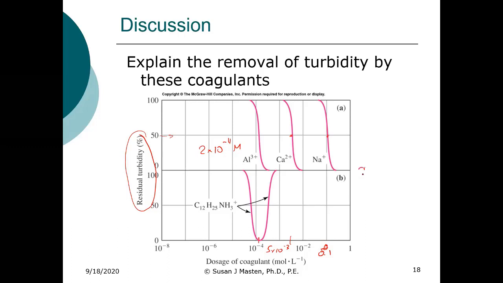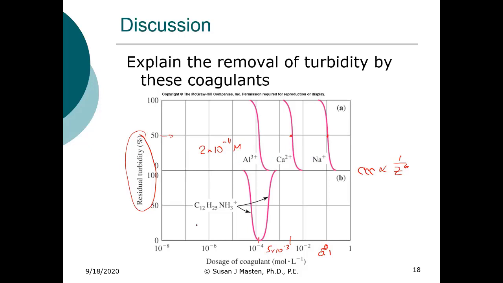If you remember, perhaps, the critical coagulant concentration is a function of 1 over z to the 6th. That was the Schulze-Hardy rule, as it's referred to. You can see that charge plays a very significant role in that critical coagulant concentration, and you can see that here.